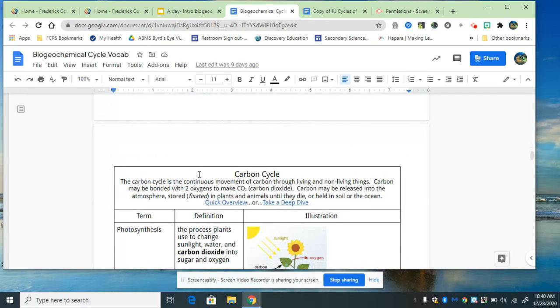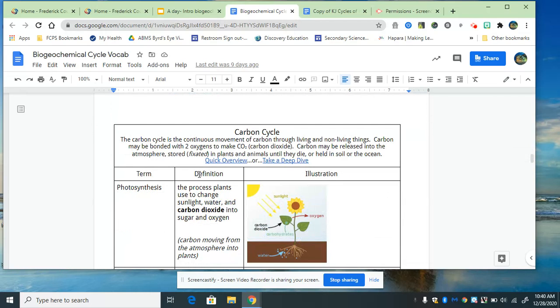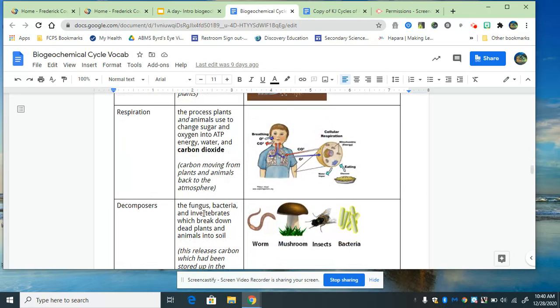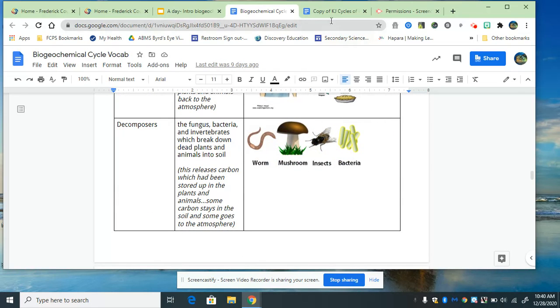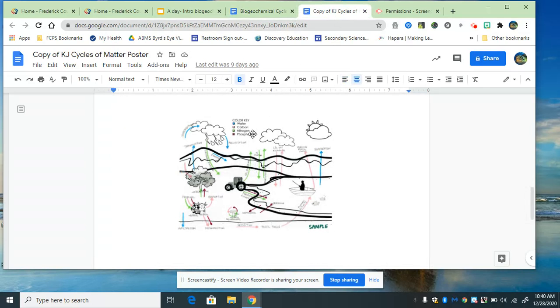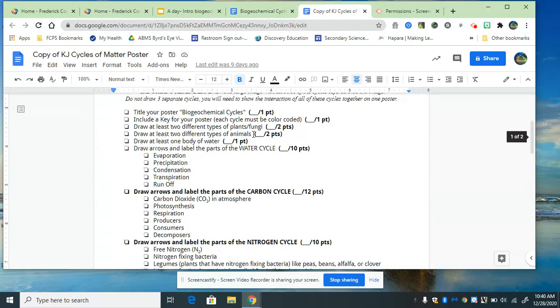After you finish the water cycle, you're going to add the carbon cycle on top. So here's a list of the vocabulary, and again, it's on your rubric paper as well. And then you just add the carbon cycle on top of the water cycle and draw arrows, maybe use green or black, whatever color you would like to show the carbon moving through the cycle.